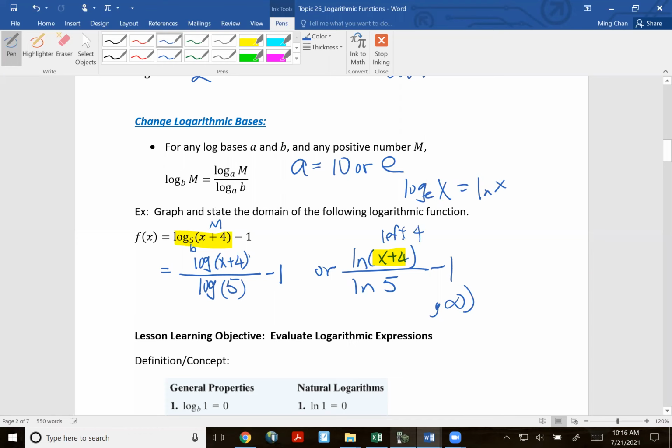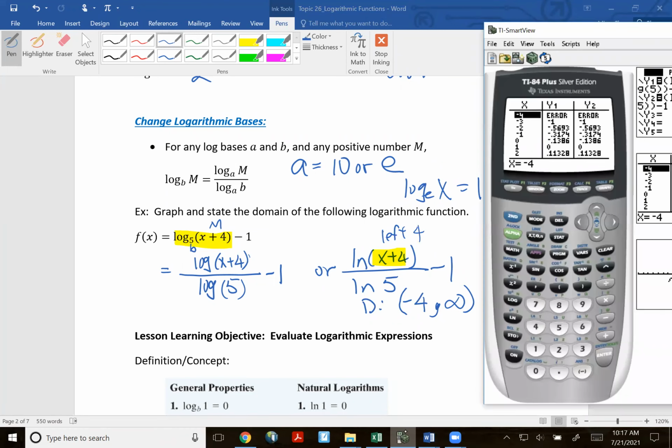But x cannot equal -4. So my domain is technically starting at -4 using parentheses, because the function is not defined at -4, but I can use -4 as a reference. So using parentheses, -4 to infinity will be my domain. I just want to point that out a little bit.